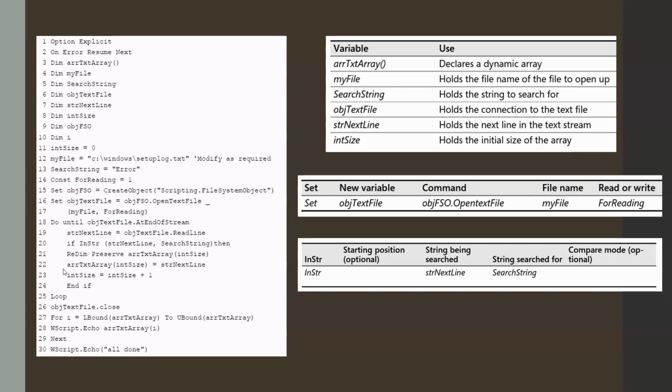Okay, when the loop is done, so it's gone through this text log file, found all of the error messages, and put all of the error messages into the array, I'm going to close my file, and then basically down here in the output section, I'm going to output all of the error messages that were found in that log file.